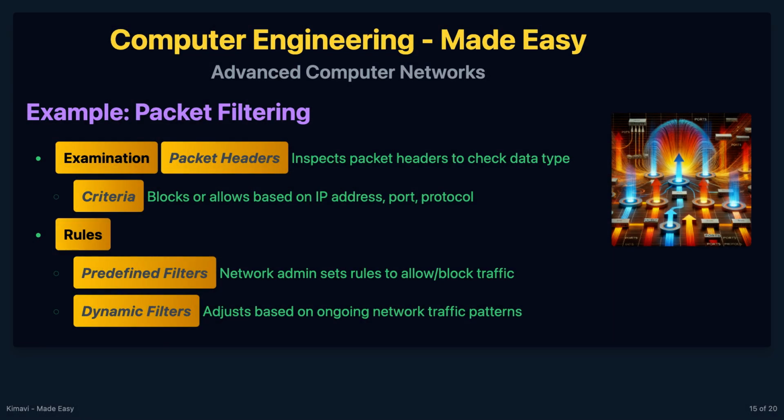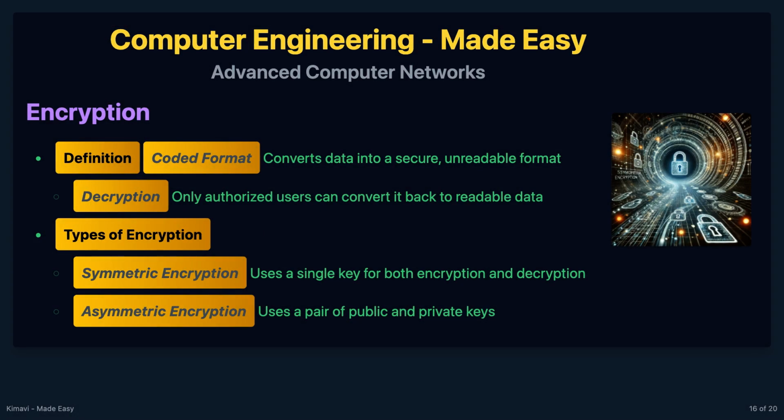Packet filtering is a technique used by firewalls to control network access. It examines the headers of data packets and decides whether to allow or block them based on predefined rules. Encryption is the process of converting data into a coded format to prevent unauthorized access. Only authorized parties with the correct decryption key can access the original data.